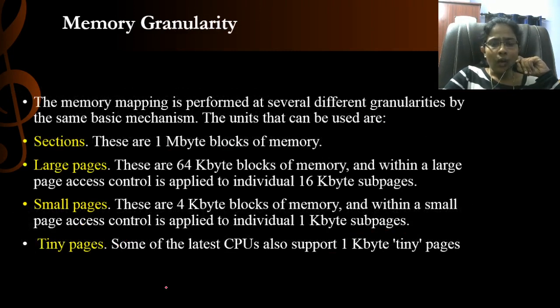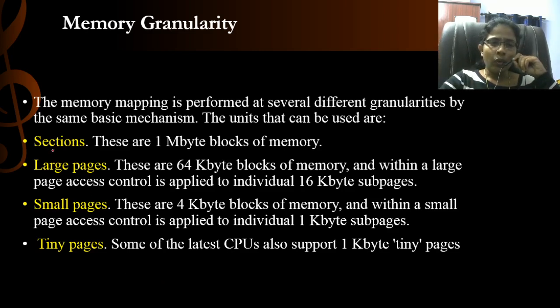And how the memories are managed by this MMU mechanism, how the memory mapping is done: from virtual memory to physical memory, I can go for sections, large pages, small pages or tiny pages. A section is about 1 MB of memory, large pages are about 64 KB, small pages 4 KB, and tiny pages about 1 KB. All these are memory ranges specified by your MMU.